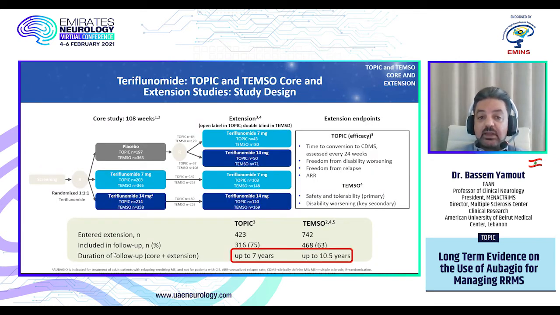The original TEMSO trial had a placebo arm, a 7 milligram teriflunomide arm, and a 14 milligram arm, but the currently approved dose here, at least in our area and the Middle East, North Africa, and Europe, is the 14 milligram. After the 2 year trial, all patients on placebo were shifted to teriflunomide at either dose, while the other patients on teriflunomide were continued. There was a follow-up of up to 7 years for the TOPIC and up to 10 and a half years for the TEMSO. So we have data up to 10 and a half years as far as efficacy is concerned.